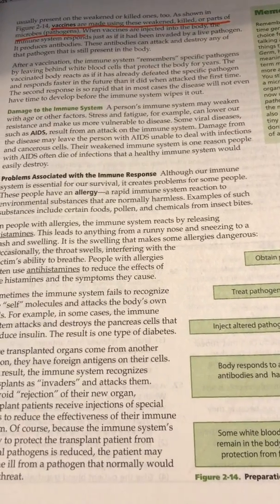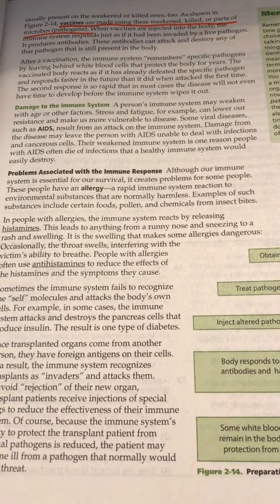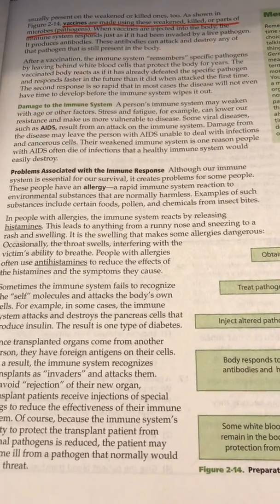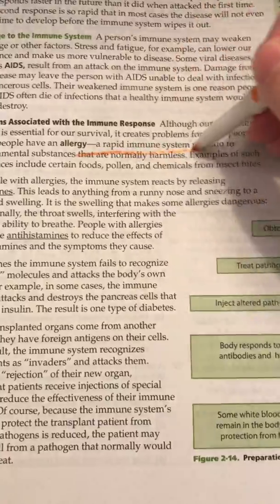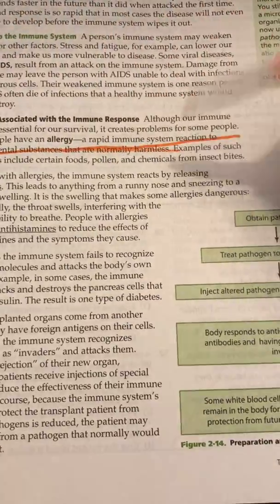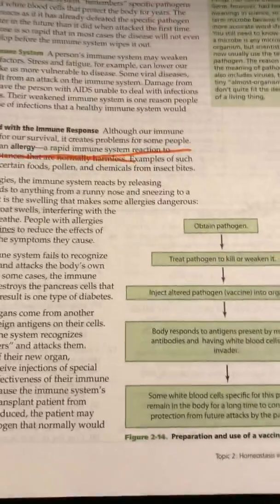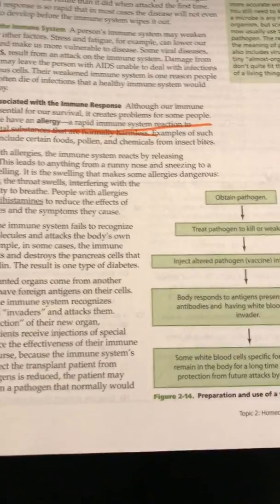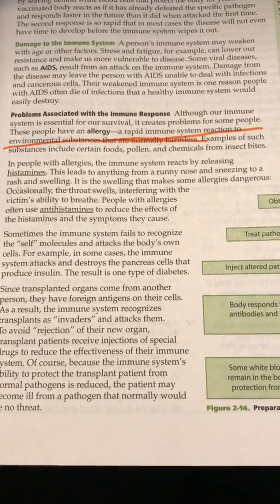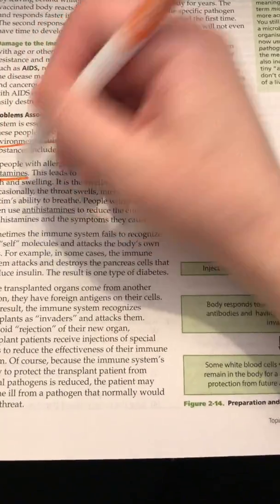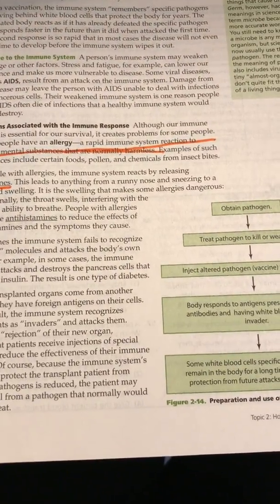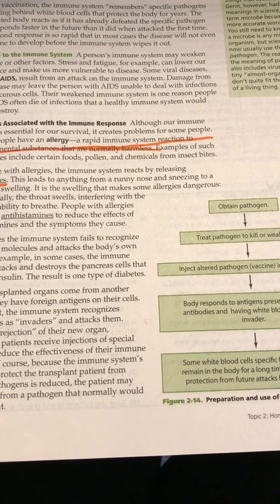Problems associated with the human immune response. Although our immune system is essential for our survival, it creates problems for some people. These people have an allergy, a rapid immune system reaction to environmental substances that are normally harmless. Examples of such substances include certain foods, pollen, and chemicals from insect bites. In people with allergies, the immune system reacts by releasing histamines. This leads to anything from a runny nose and sneezing to rash and swelling.